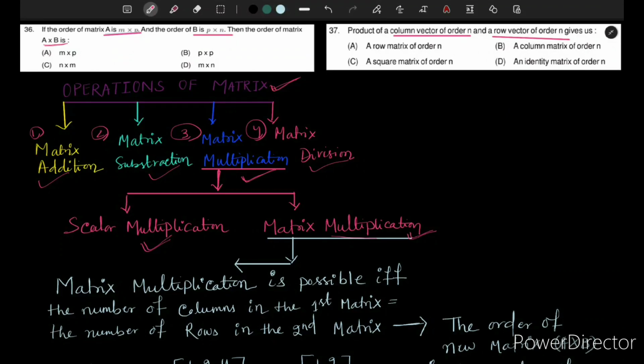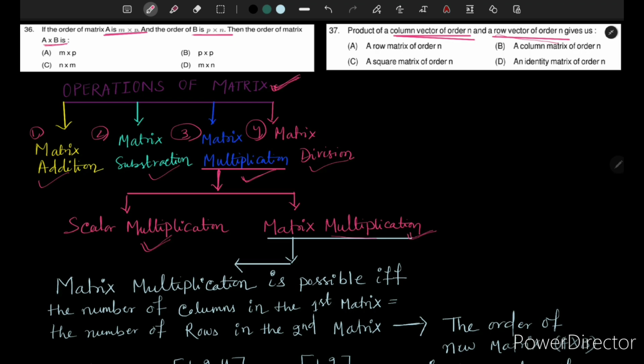Hello dear students, today we will discuss two identical questions on operation of matrix. Today's questions are: if there are two matrices, matrix A and matrix B, and matrix A is of order m by p, matrix B is of order p by n, then the order of matrix A into B is dash. And the second question is: the product of a column vector of order n and the row vector of order n gives us what type of matrix? So these two questions are related to the operation of matrix.